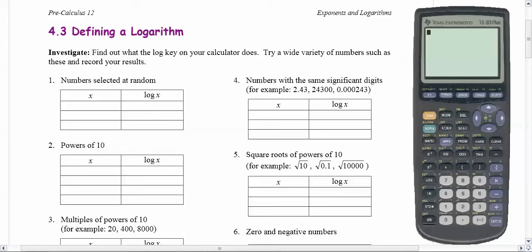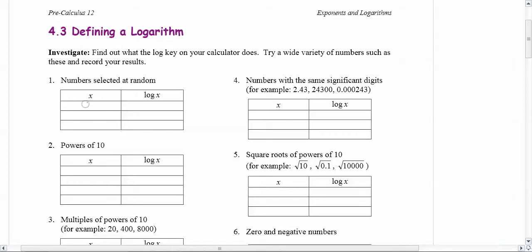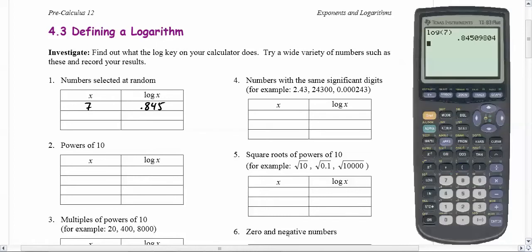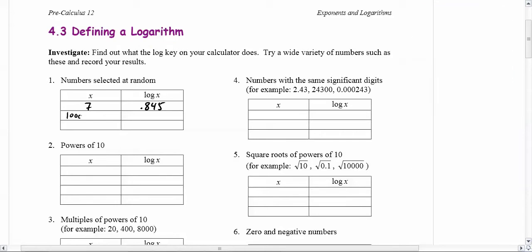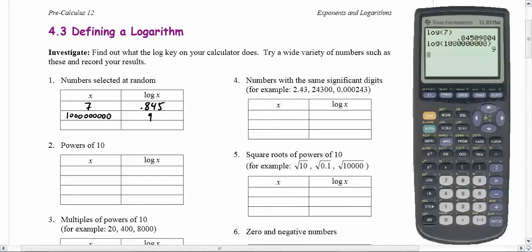So today we're going to be looking at what a logarithm does. First thing we'll do is try taking log of some random numbers. So for example, log of 7 is 0.845. Log of a million or billion is 9. And log of 16 is 1.2.